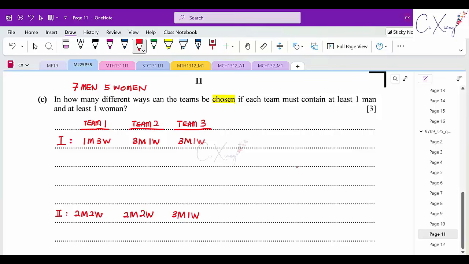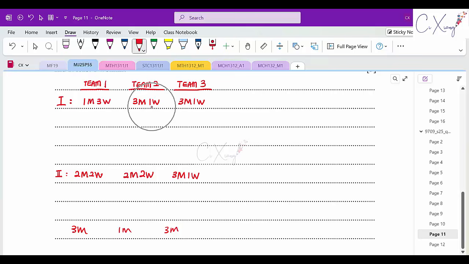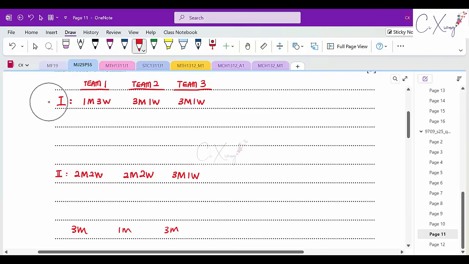Okay? Then now you can try to fit in some other values. Let's say for the third case, can I have 3 men? Then this one I have 1 man, then this one must be 3 men. And you realize that this result is basically the same as case number 1. So no matter which group has the 3 men and 1 woman, it still belongs to the same result as case number 1. So this case we no need to include it.